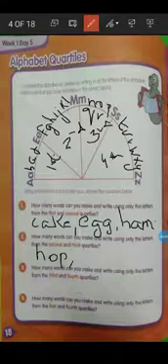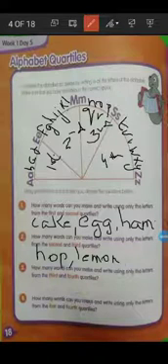The second word is lemon. L-E-M-O-N. Lemon. You can see L is here, E is here, M is here, O is here, and N is also here. And the third one is ink. I-N-K. Ink.